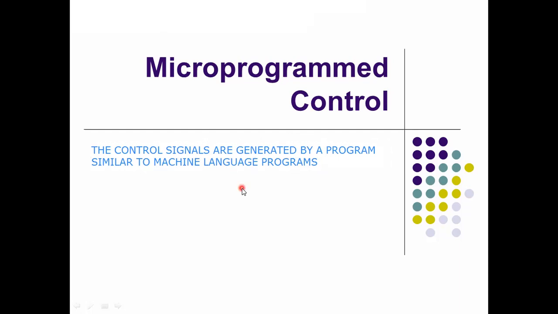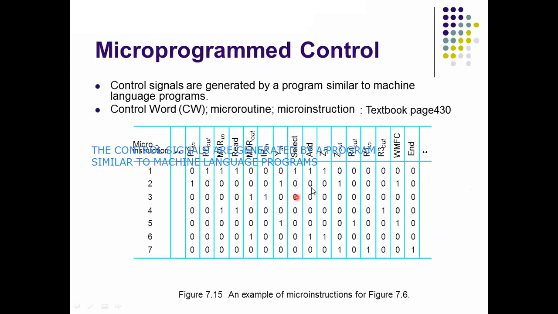Here we are using the control word. A control word is a sequence of ones and zeros. Like this, see here.